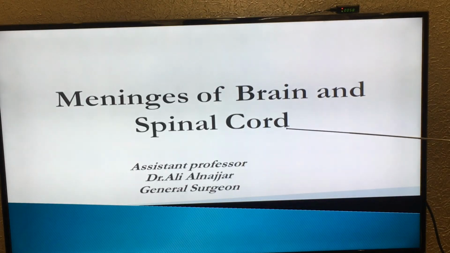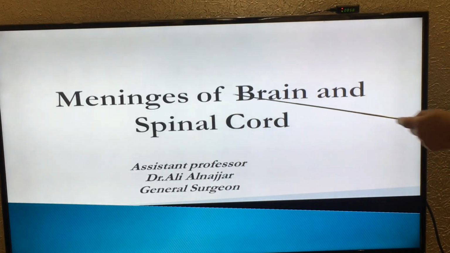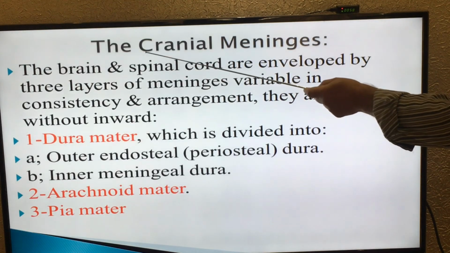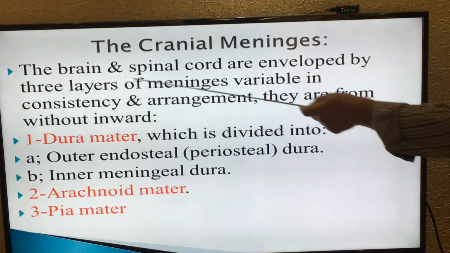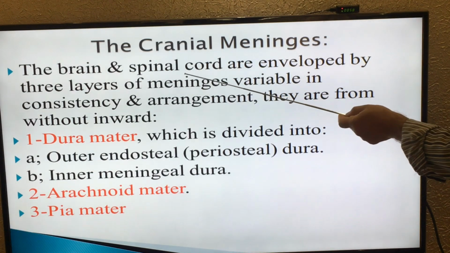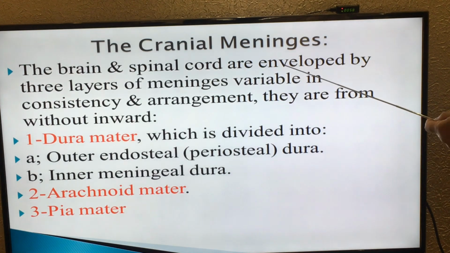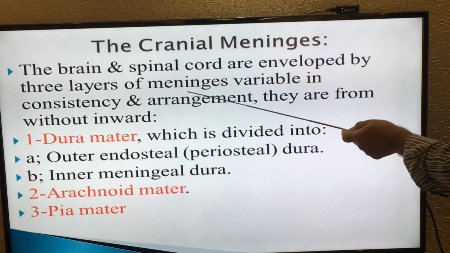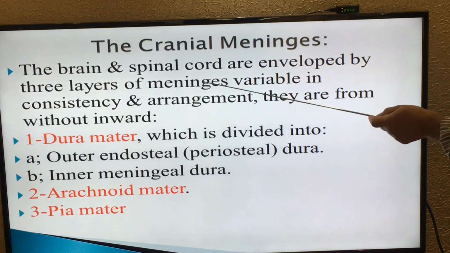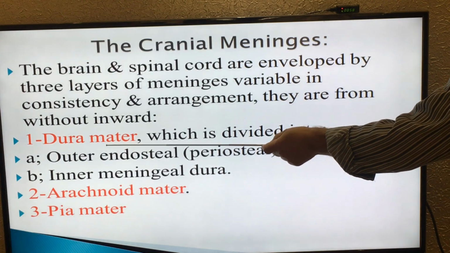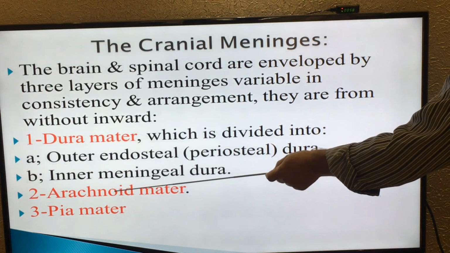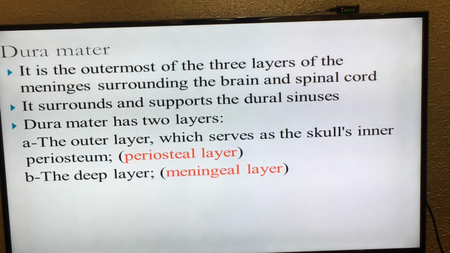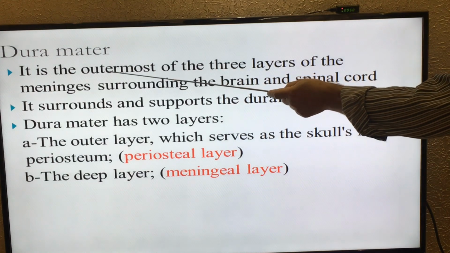Today, I will discuss the meninges of the brain and the spinal cord. The cranial meninges. The brain and the spinal cord are covered by 3 layers of meninges. Who are these 3 layers? Number 1, dura mater, which is the outer layer. 2, arachnoid, and 3, the pia mater. The dura mater is the outermost one.